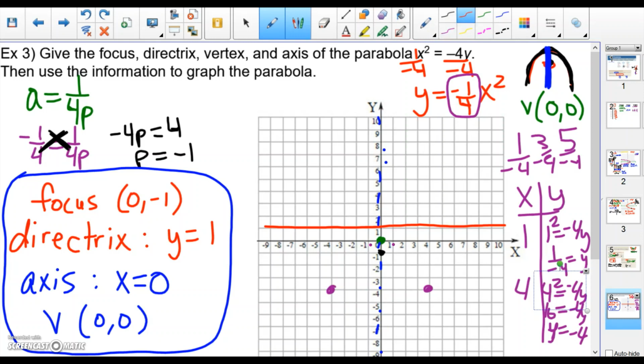We've got this parabola with focus at the point 0 comma negative 1, and a directrix at y equals 1. And of course your vertex was at 0, 0, and your axis was x equals 0.